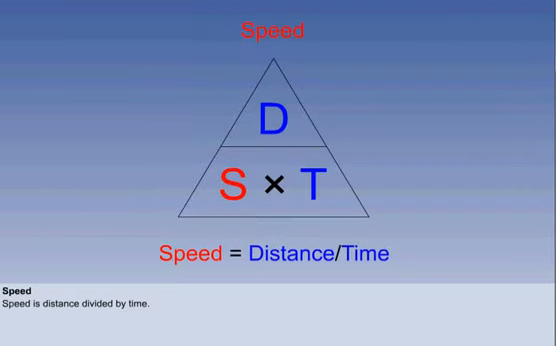Having conquered the various units of distance, we can now look at speed. Speed is the rate of covering distance, so speed is distance divided by time. Some of you may already be familiar with the distance-speed-time triangle. Taking the horizontal line as a divide, it reminds you that speed is distance divided by time.